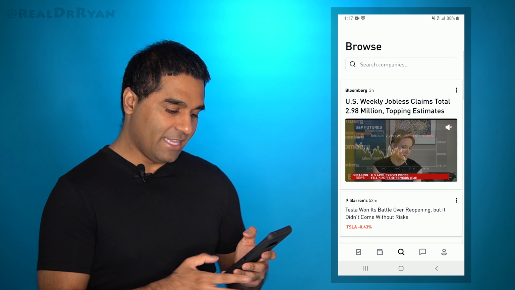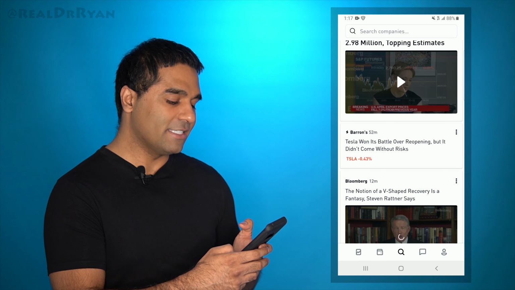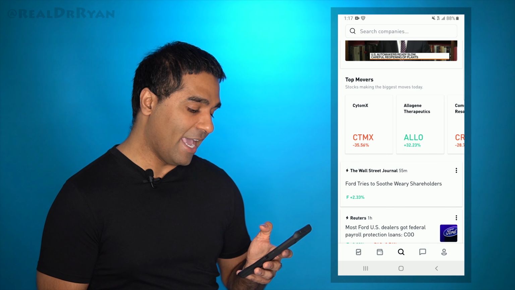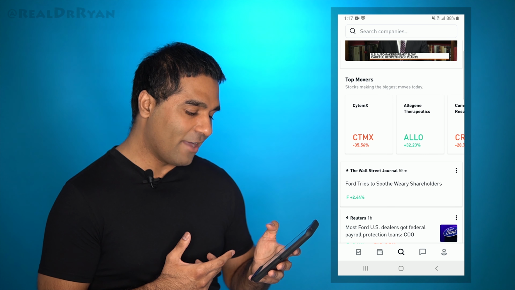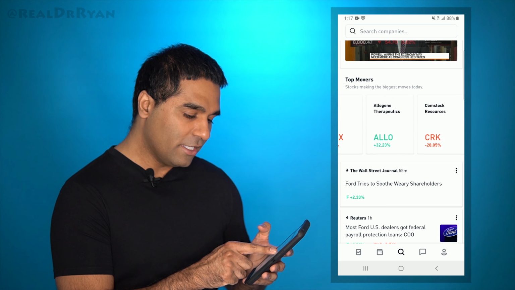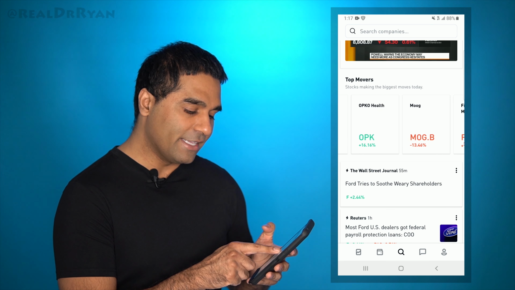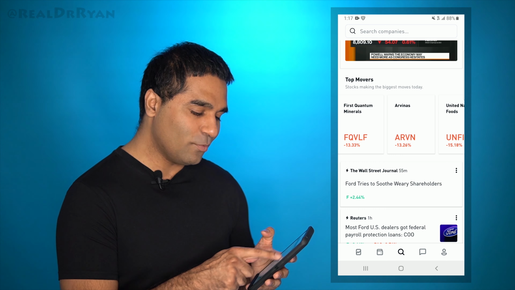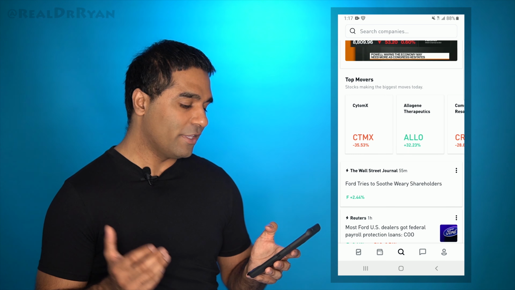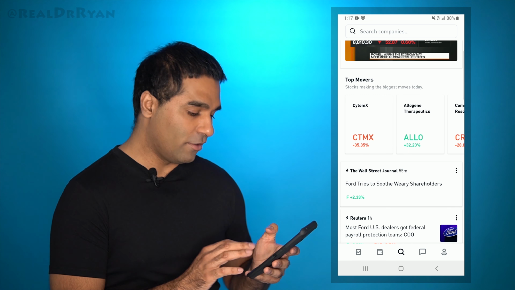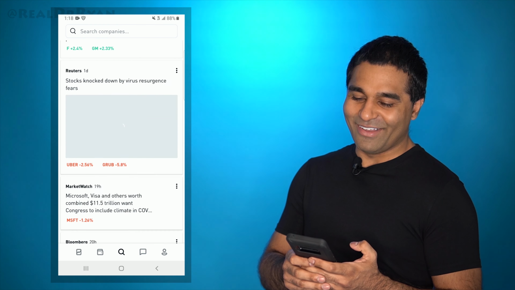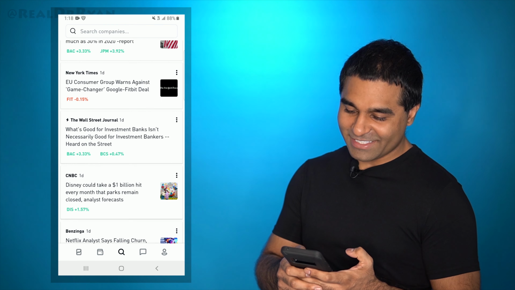Now that we're on the browse section of the app and you're looking through these news stories, you'll also notice there's a top mover section. And these are the stocks that have made the biggest gains and the biggest losses of the day. So you'll see here that CTMX is down 35.56%, Allogene is up 32%, and you can scroll and you'll notice that there are tons of stocks here and they're listed by the biggest gains and the biggest losses. This way, if you're the kind of person that likes to look at stocks that have really gone down for the day and you know they're gonna go back up, you'll be able to identify it right here on this screen. And if we keep scrolling all the way down, you'll notice the news stories pretty much go forever. So I'm not gonna take you to the bottom of this list, let's go back up.